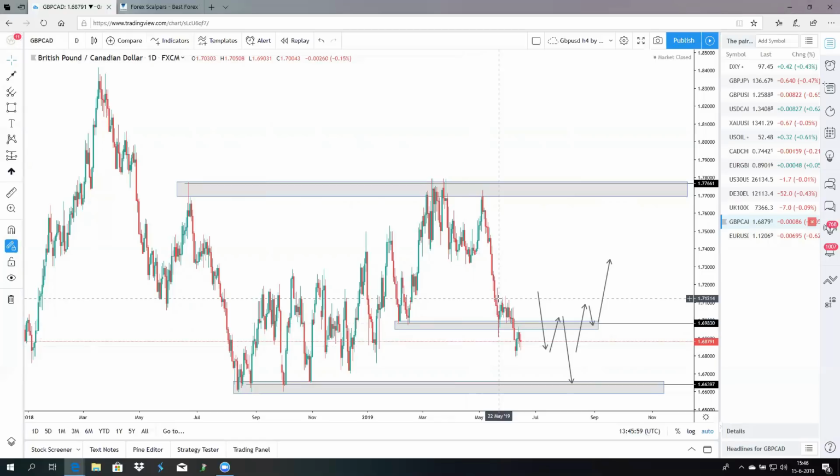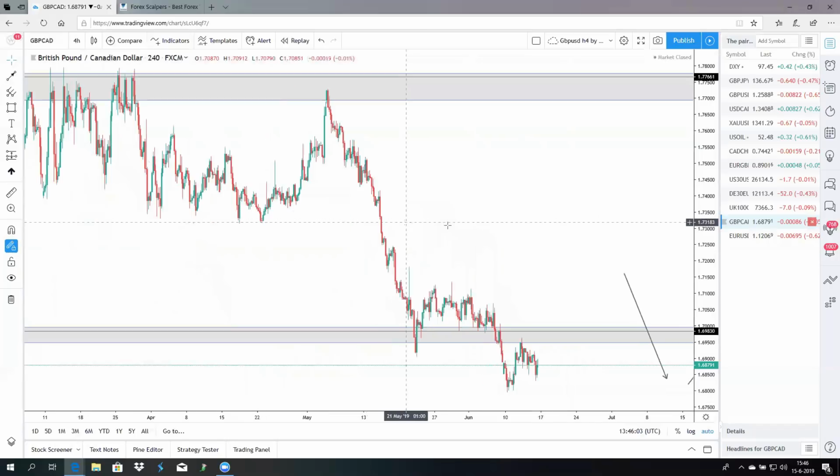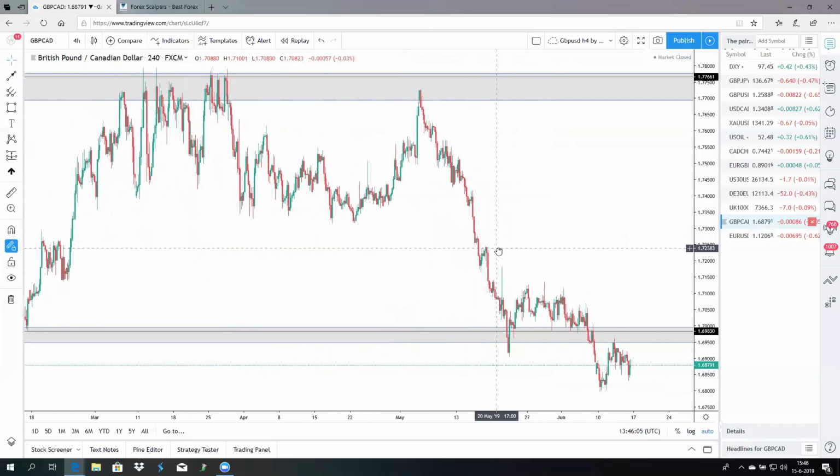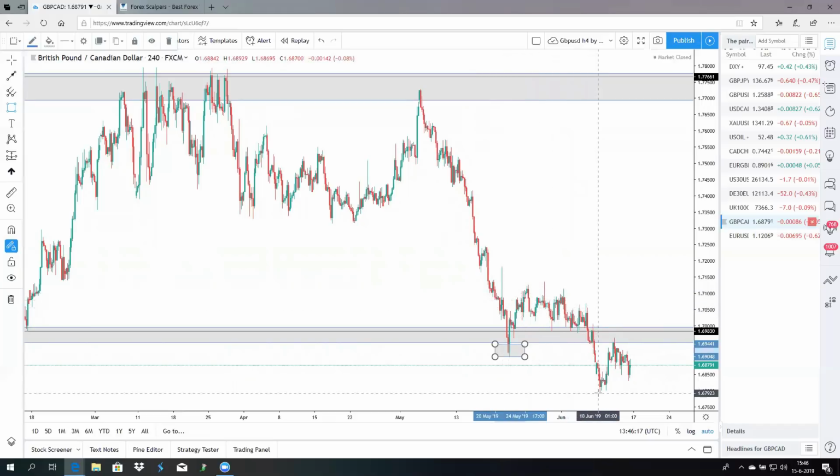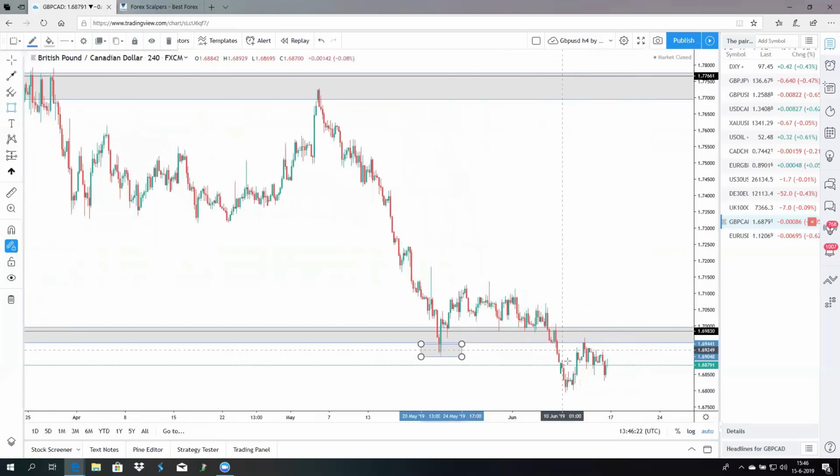GBPCAD and EURUSD. Let's move to the 4-hour again. Yeah, as you can see, we did fake out before. So the pullback didn't hold, broke, pushed to the upside again, grabbed those orders and pushed to the downside. Now we have that pullback again. You can see that the momentum is slowing down a little bit. And more than likely, like I said, we're going to grab more orders before we see a continuation.